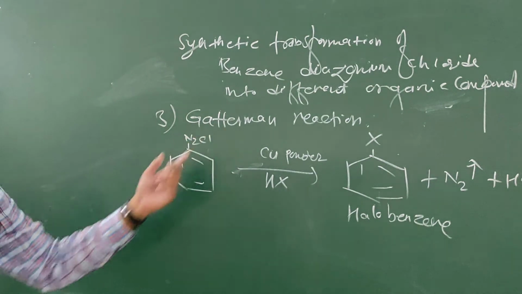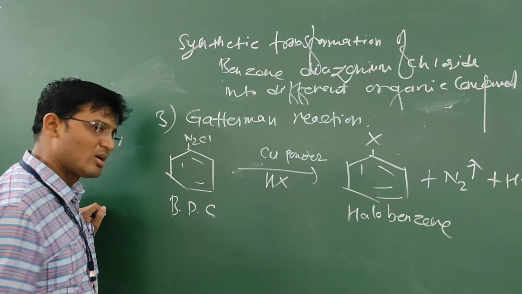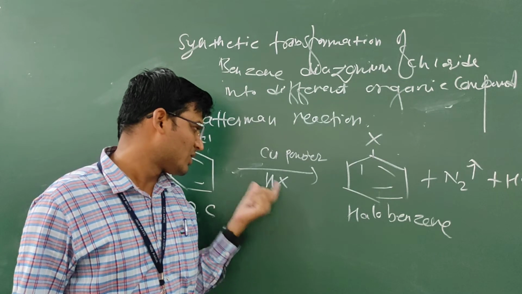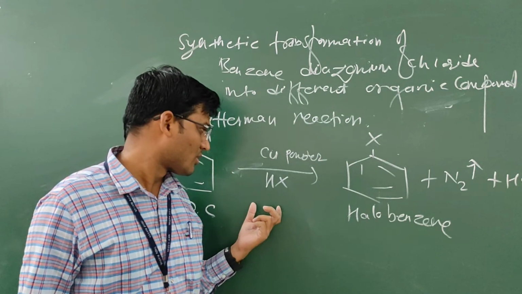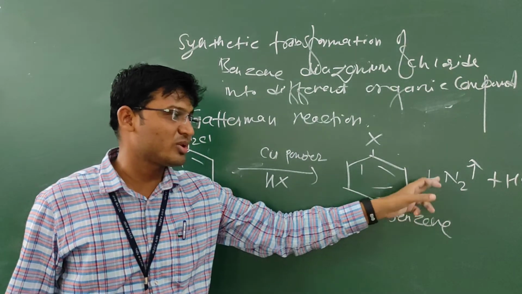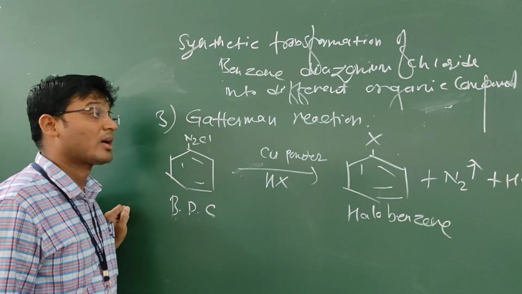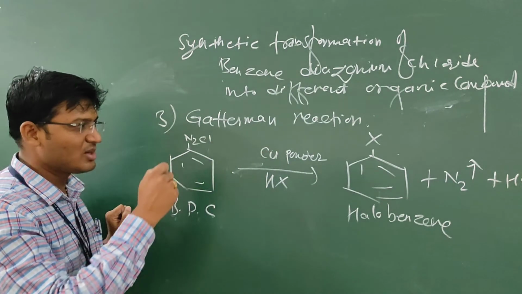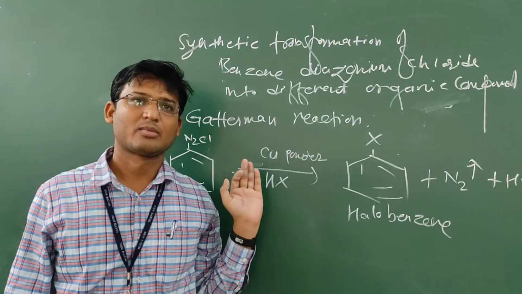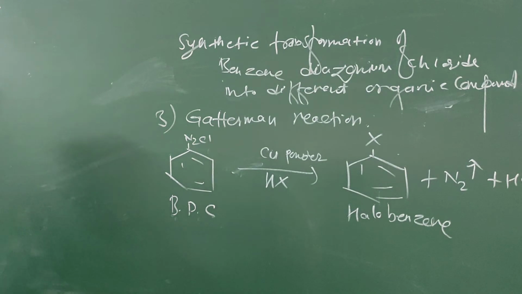In this way, this is BDC, benzene diazonium chloride, which I shortly term BDC. When it reacts with copper powder in presence of hydrogen halide, it gives the halobenzene with the liberation of nitrogen and HCl. This reaction is called the Gattermann reaction. In this way, the halobenzene can be prepared by the reaction of BDC with copper powder and hydrogen halide.